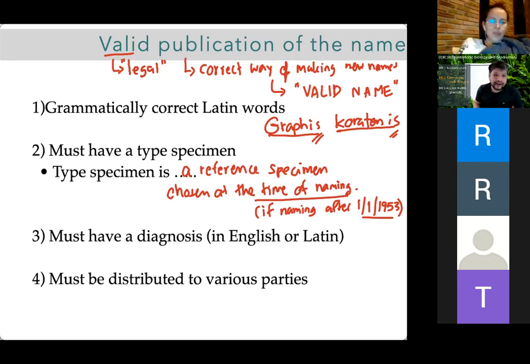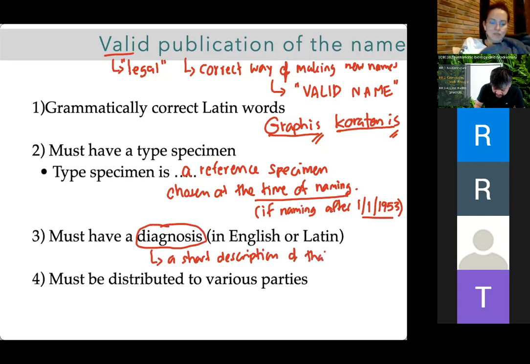And the third one, you must have a diagnosis. A diagnosis is a short description of that name. So what does Graphis coratensis look like? Tell me what it looks like. And in plants, before 2007, it had to be all in Latin, and they fought very hard in Melbourne. This happened in Melbourne, and so many tears, because they were like, can we do this in English?